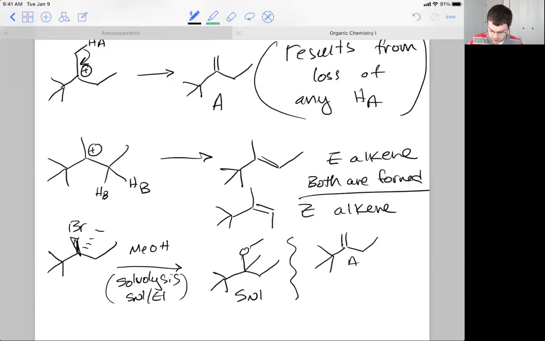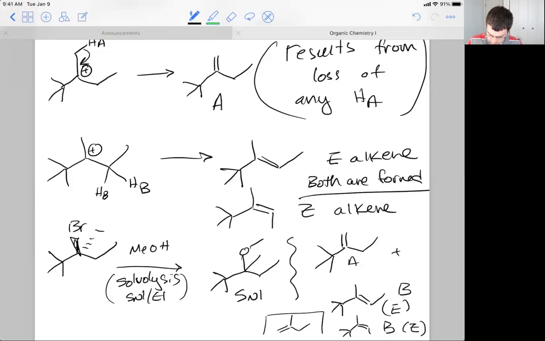So this was product A plus the E product B. Actually, I should flip that around. I should put the E in parentheses, and then product B as a Z isomer. And then I'll just mention this.